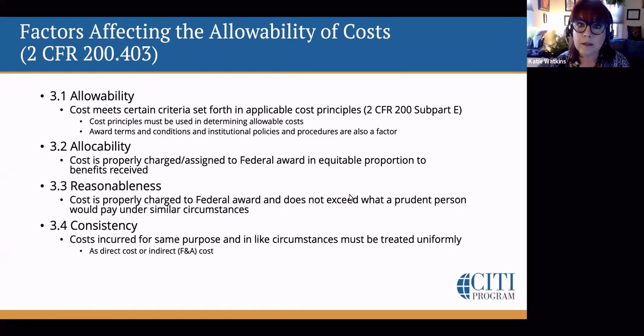Allocability. Can you say with certainty that this cost has benefited this award, or these awards, to a certain degree? You may have a cost that benefits more than one award. In what percentage can you indicate with certainty that the cost has benefited that award?